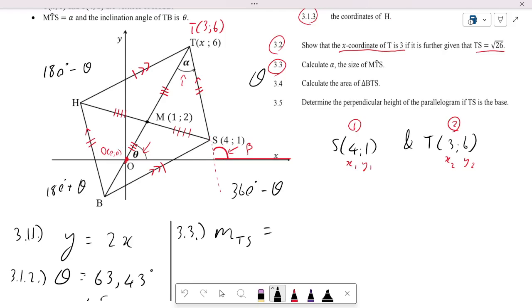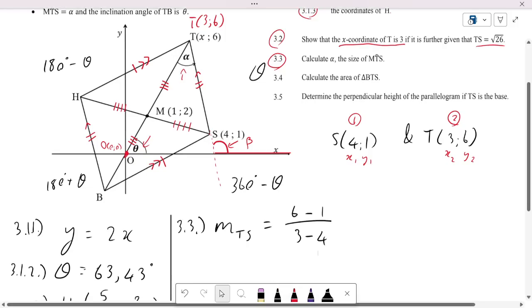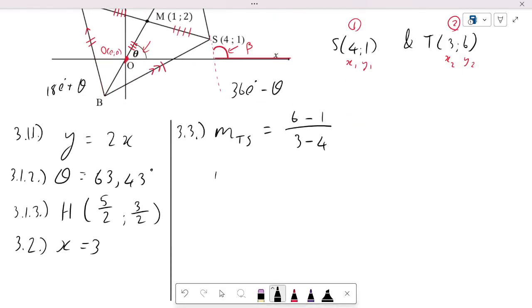So our gradient will be equal to 6 minus our y1, which is 1, all over our x2, which is 3, minus our x1, which is 4. And then over here, we're going to determine the gradient of TS and simplify. So 6 minus 1 is 5, and then 3 minus 4 is just going to be equal to negative 1. And therefore, you're going to have the gradient of TS equal to negative 5.